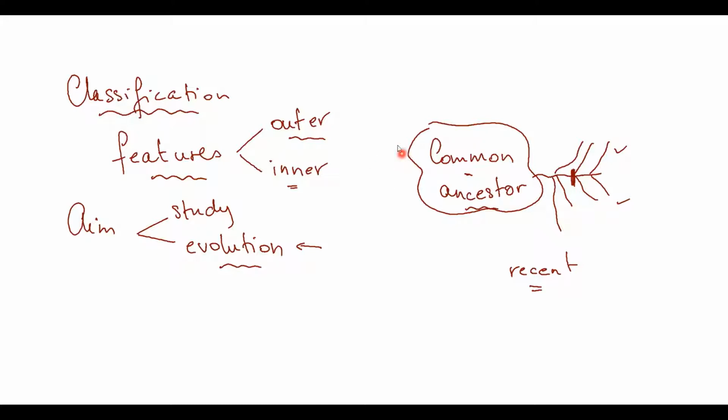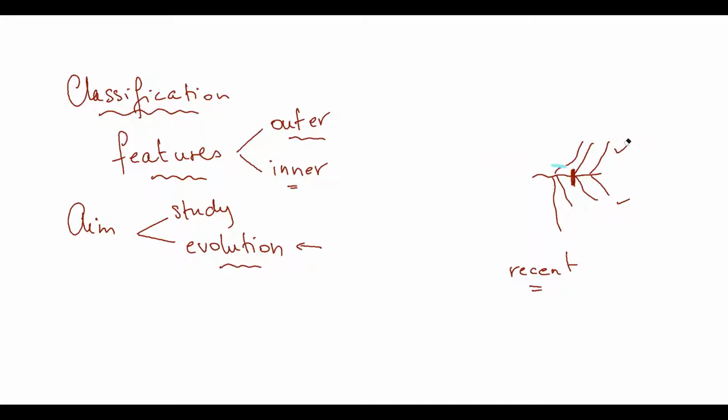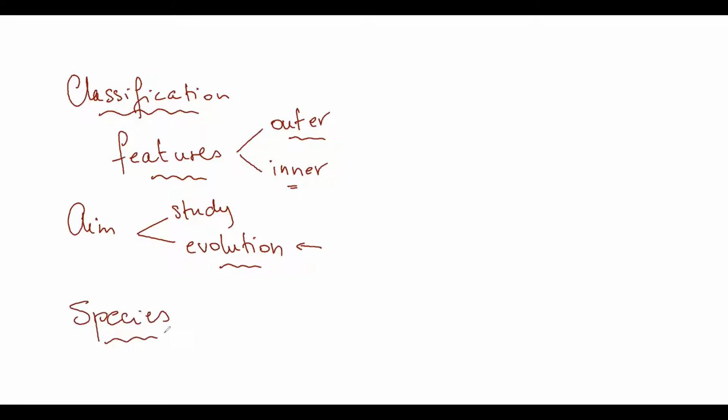There is a very important concept here, or a very important definition in classification, which is the species. What's meant by species? Species means the organisms that are similar in structure or in features. They can reproduce in order to produce fertile, similar offspring.